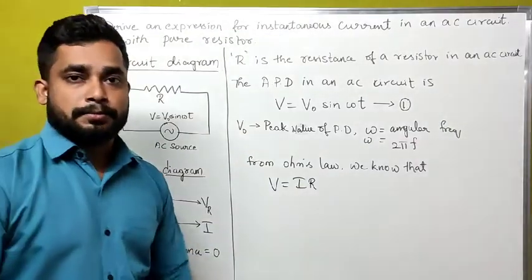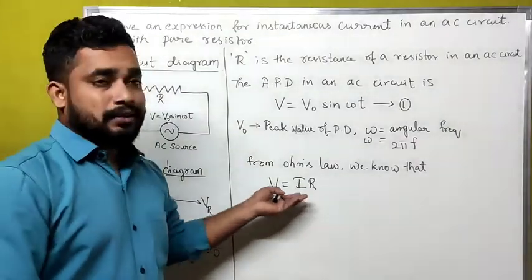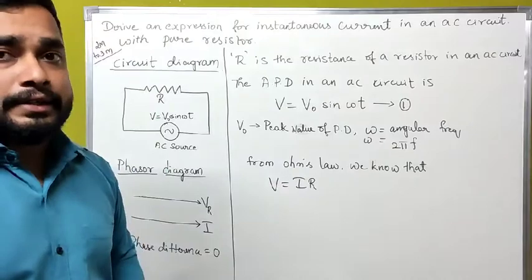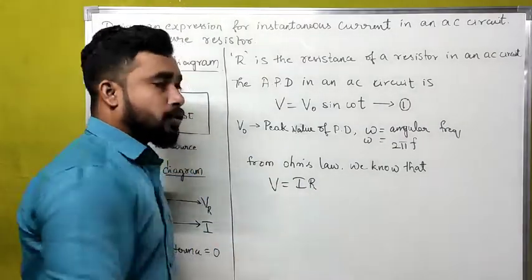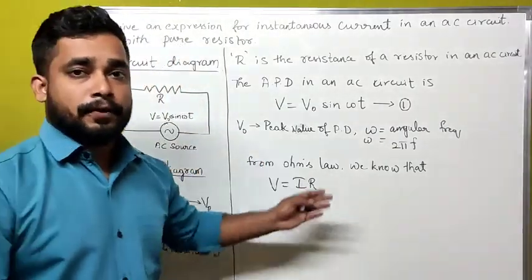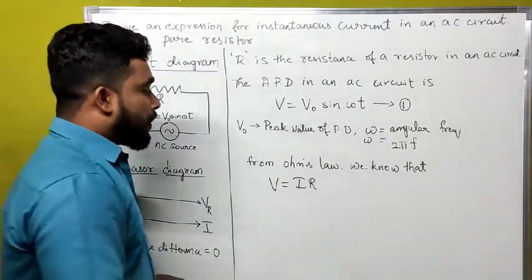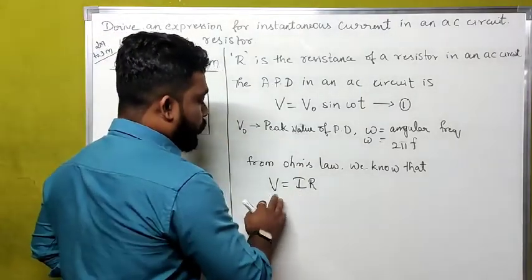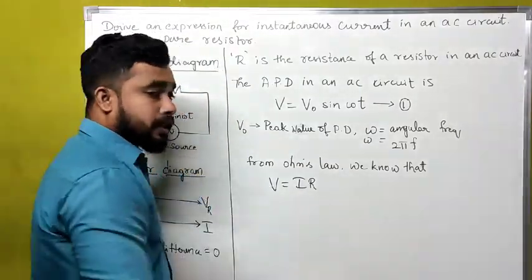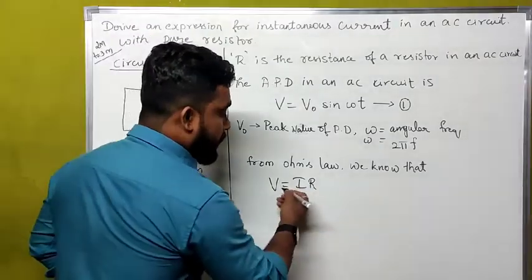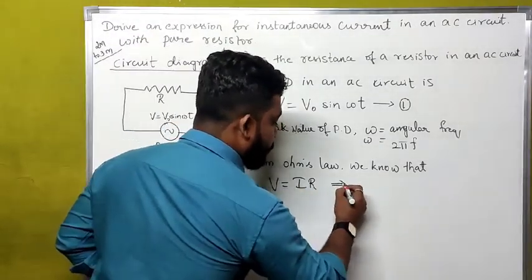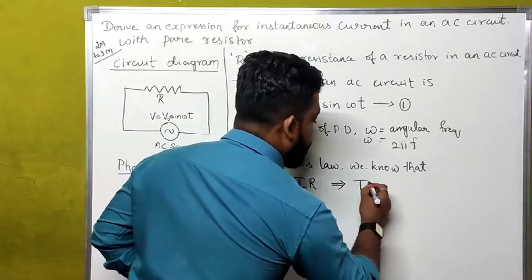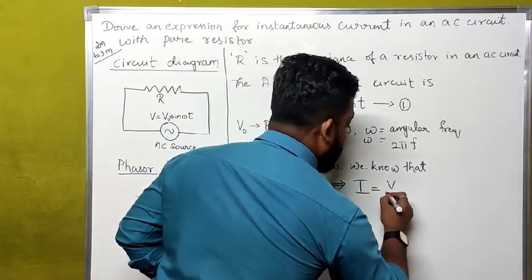We very well know this expression. We have studied Ohm's law in our current electricity chapter. V is equal to I into R is the expression for Ohm's law. But I don't want voltage, I need current. If we alter this equation, what we will get? I is equal to V divided by R.